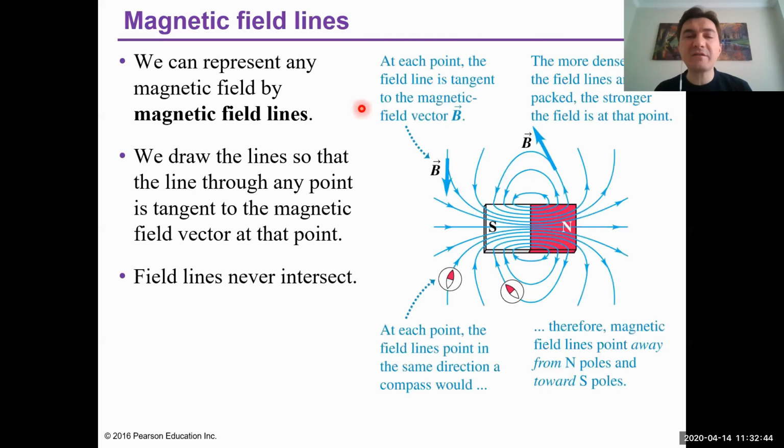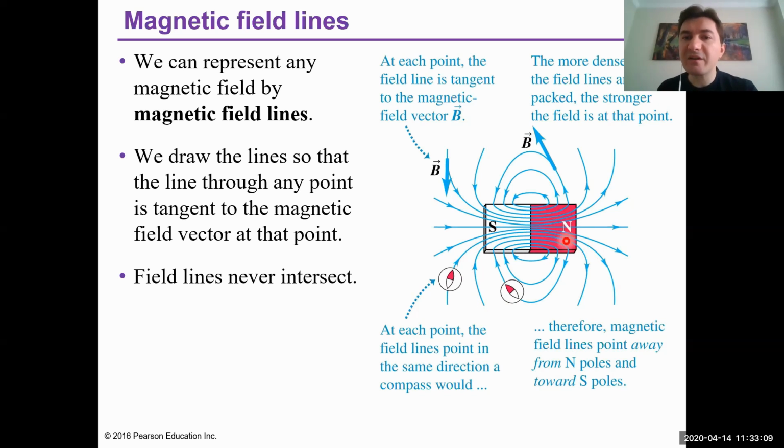Then let's talk about magnetic field lines. We can represent any magnetic field by magnetic field lines. Here we have a bar magnet. This is the N pole of the bar magnet. This is the S pole of the bar magnet. And we have magnetic field lines from N pole to S pole.